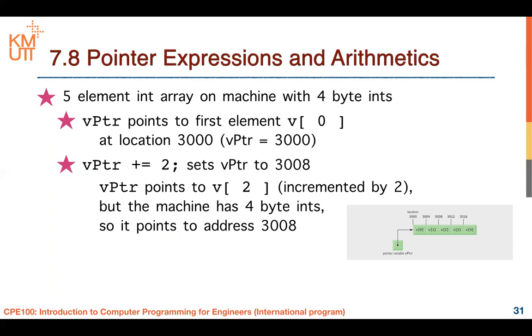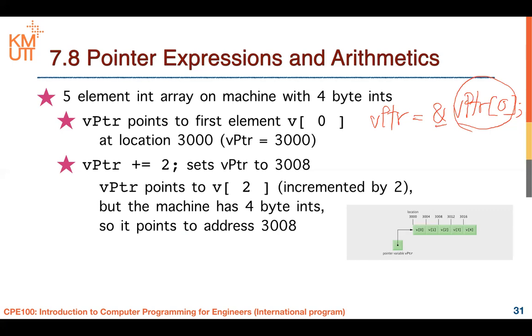And the next topic is the pointer to a pointer expression and arithmetic. Suppose we have 5 elements in an integer array like this, with 4-byte integers. VPTR, this is a vector pointer, points to the first element V0. Actually, what I'm going to say is that if you have the pointer to an array, VPTR will be the same as the address of the first element. For this example, this one is the first element of the array, and this one is the address of the first element of the array. If you talk about an array, an array is a pointer to the first element of that array.